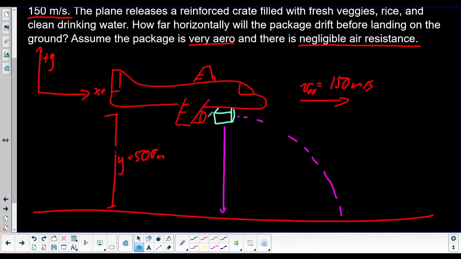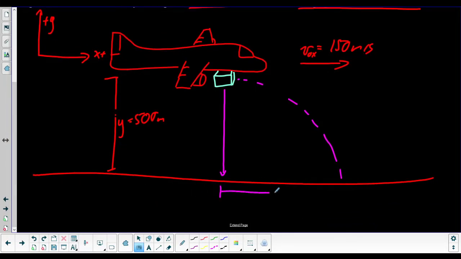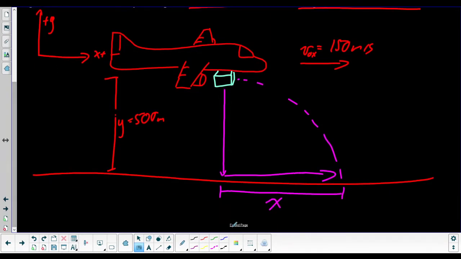And that's actually what we're looking for. How far horizontally will the package drift before landing on the ground? We're looking for this distance here. This x displacement from the x position where it's dropped from straight down to where the box is actually going to land. So what is this drift distance here? Okay. So what we want to do is solve for a distance. So it makes sense to me that we should start by looking at a distance equation.